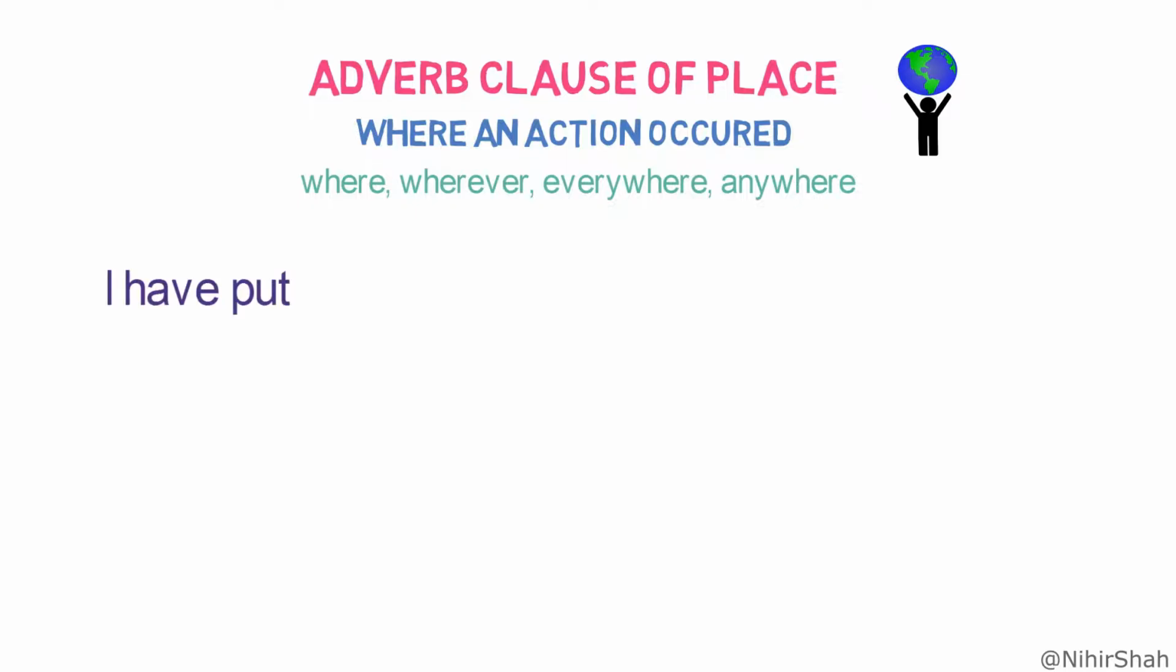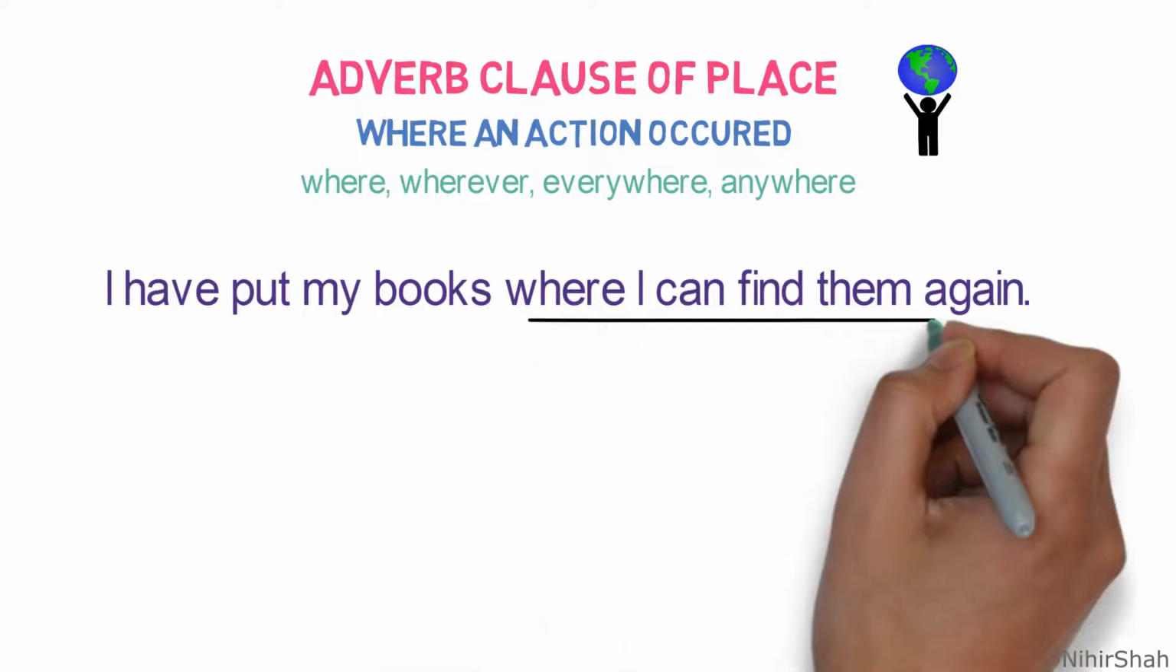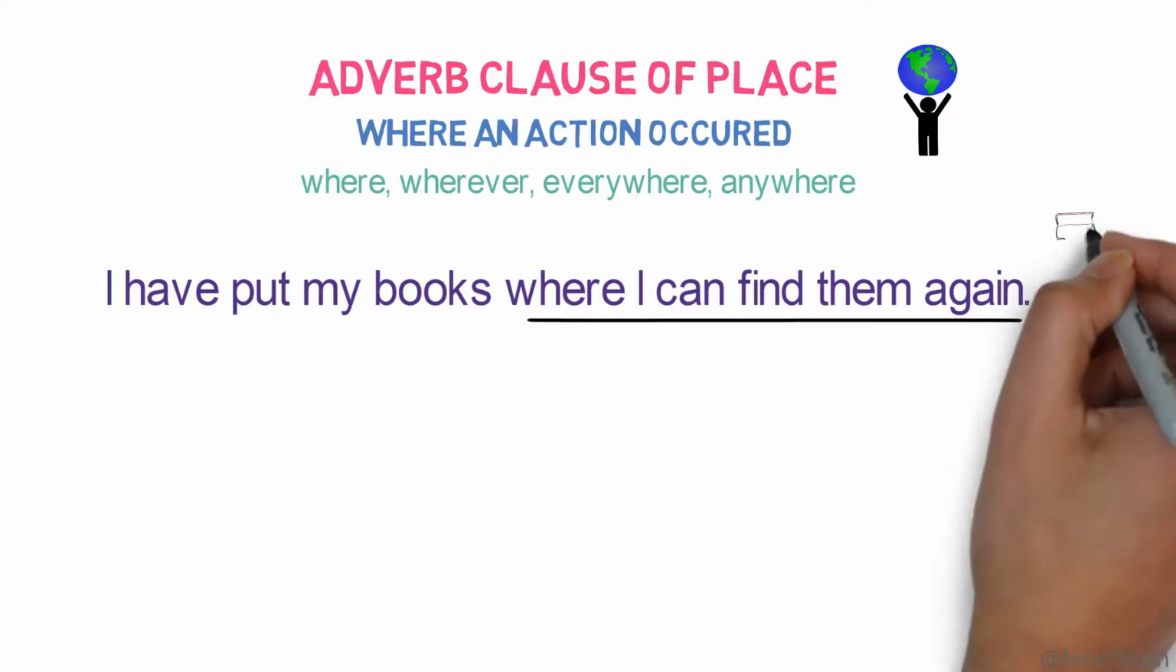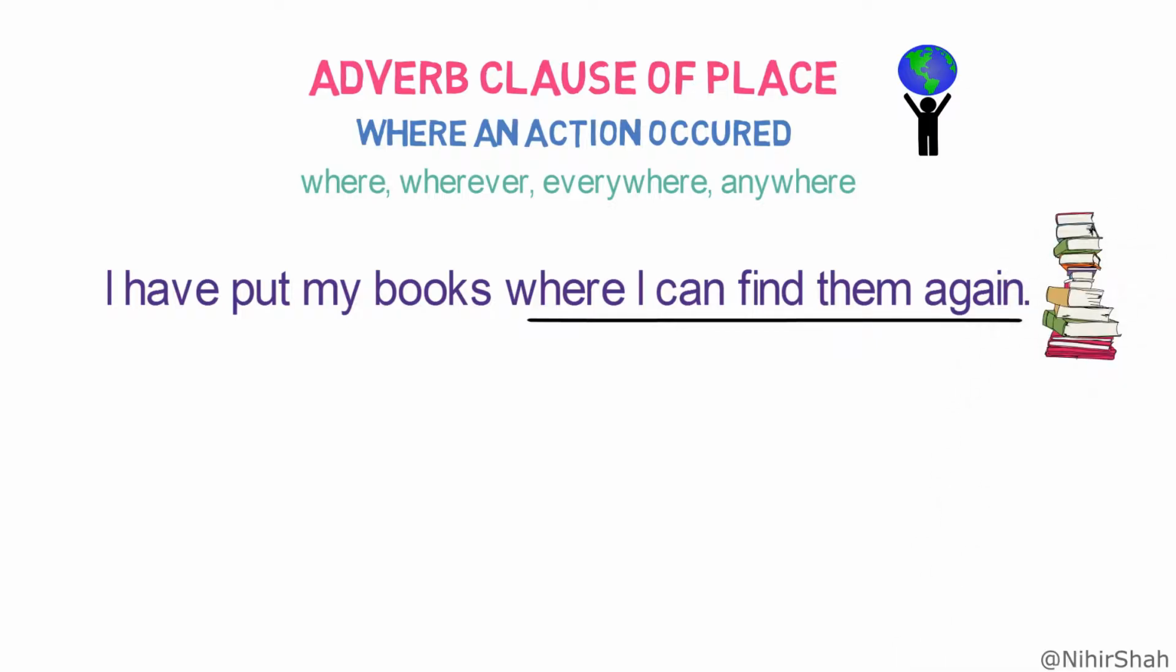I have put my books where I can find them again. Here, the clause where I can find them again describes where I have put my books. As it is denoting the place, it's an adverb clause of place.